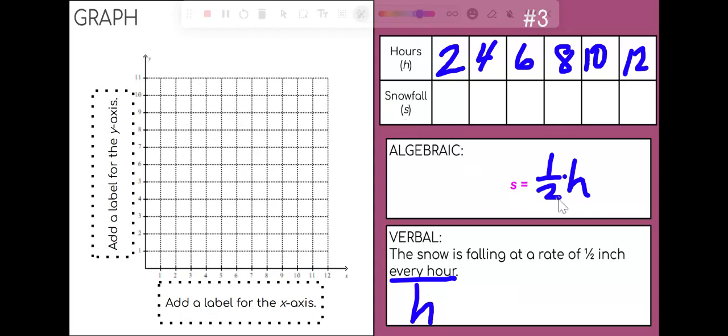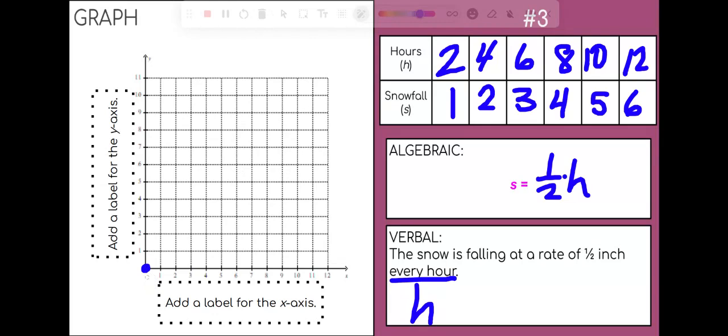The amount of snowfall is half of my hours. So what's half of 2? 1. What's half of 4? Half of 6, half of 8, half of 10, and half of 12. I'm going to put these on my graph. Of course, if no time passes, I got no snowfall.